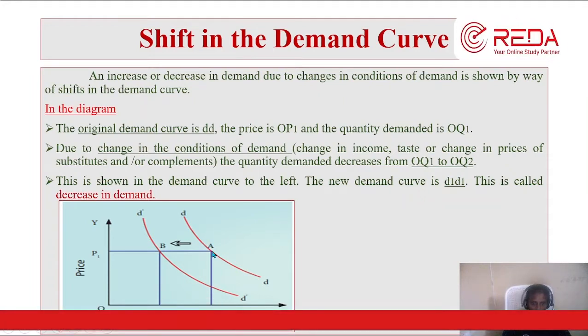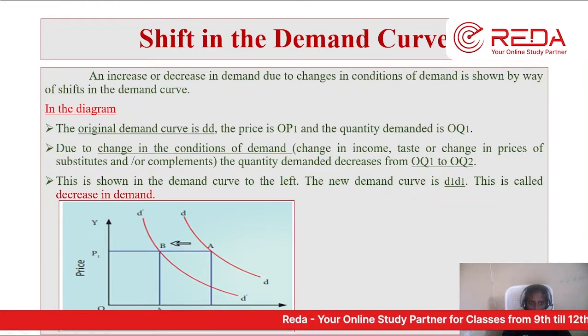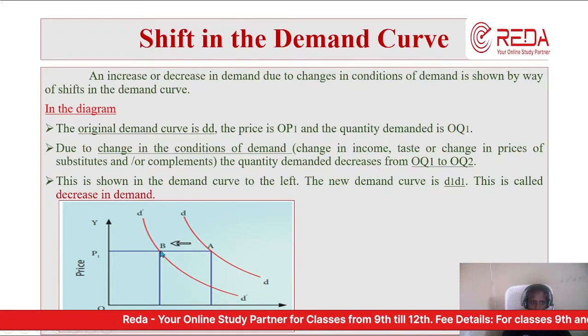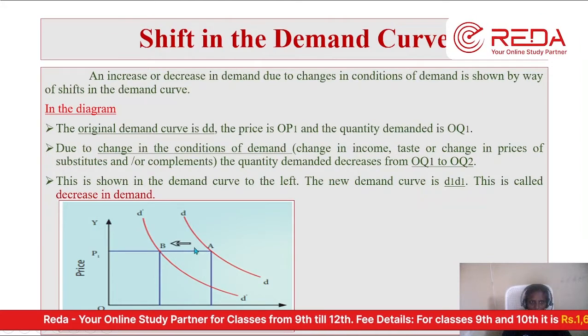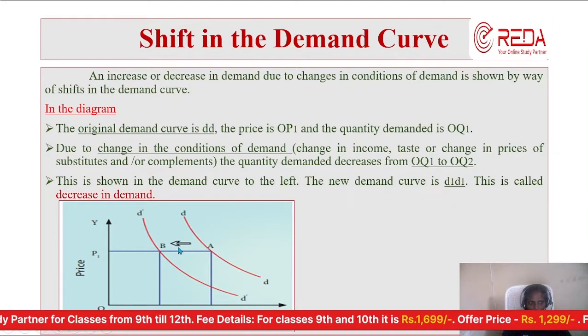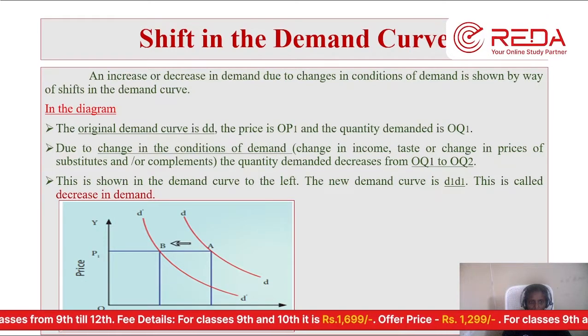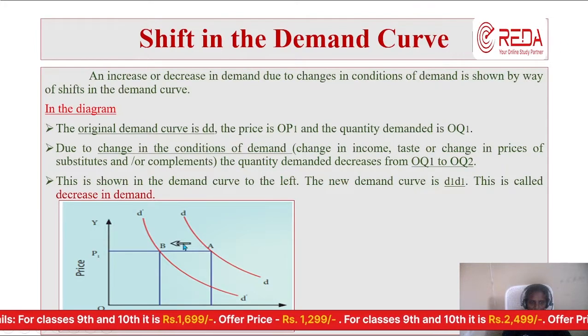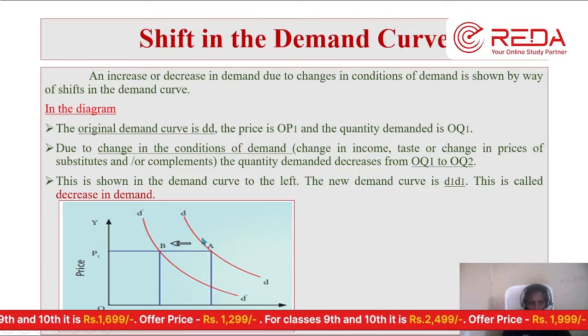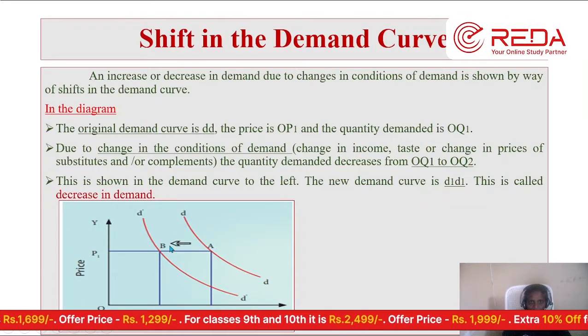So whenever there is a change in the income of the consumer, taste, and changes in the prices of the substitute goods, what happens? The quantity demanded decreases from point A to point B. This we call the decrease in demand, and the structure will be a decrease in the demand curve, we can say. So this is the shift in the demand curve.